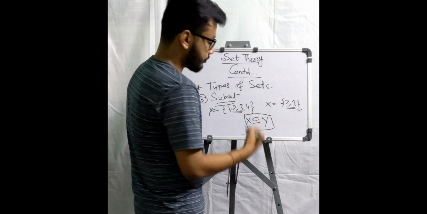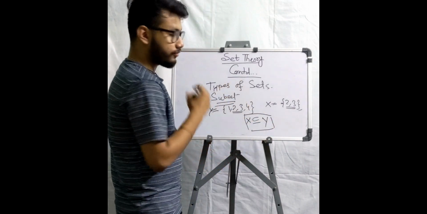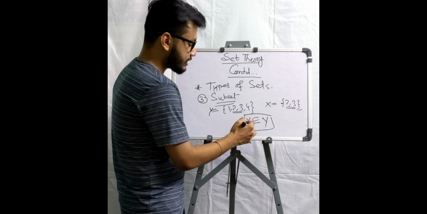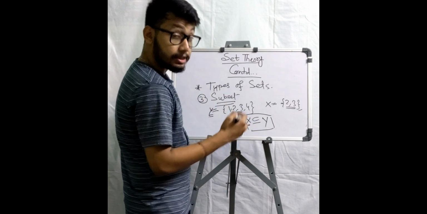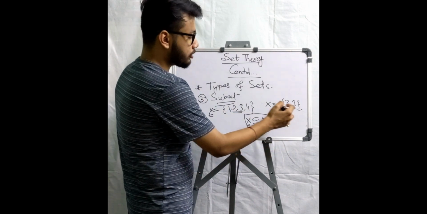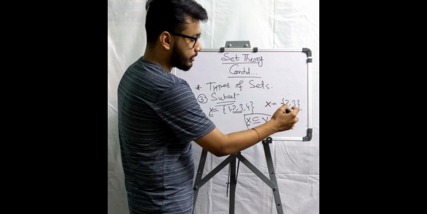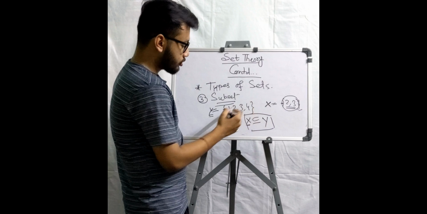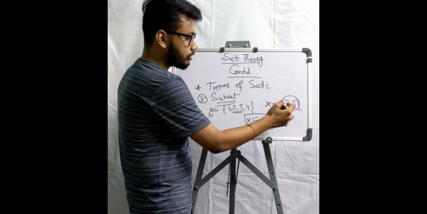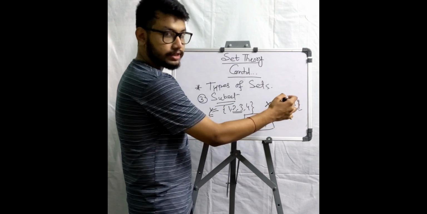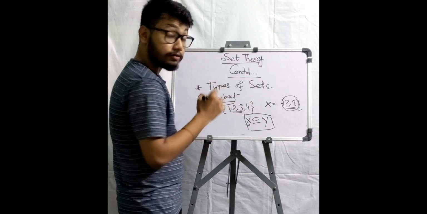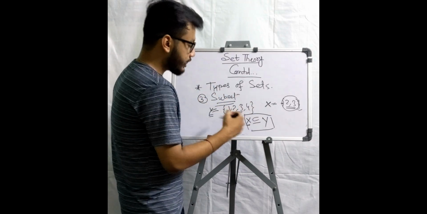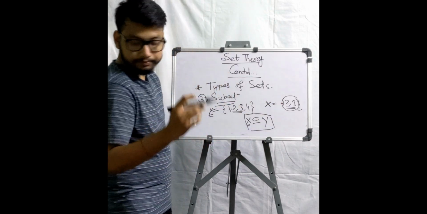Now, how is it a subset? According to the definition of a subset, if X is a subset of Y, it means that every element of X belongs to set Y. For example, 2 and 3 are elements of set X and they belong to set Y. So X is called a subset of Y.